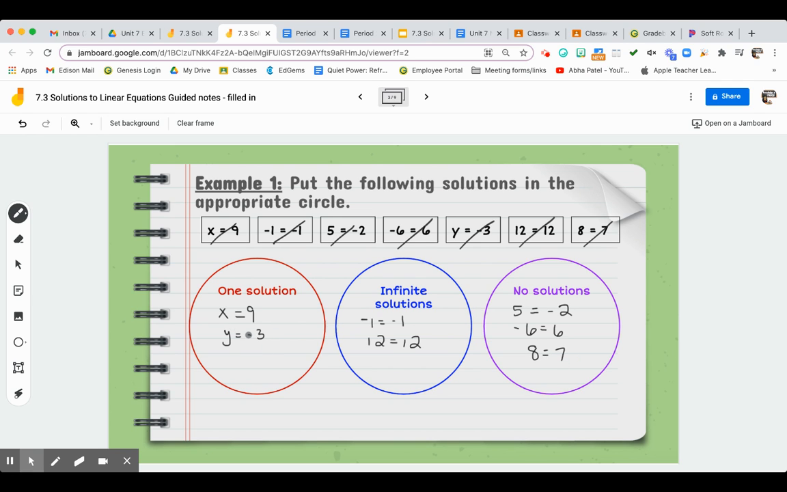Okay, so that's how you want it. When there's a value for x or the variable, it's going to be one solution. It's like every single equation that you've solved before this. Infinite solutions is when you get the same number on the left and right side when you get to the end and solve it. And no solutions is when there's different numbers on both sides.